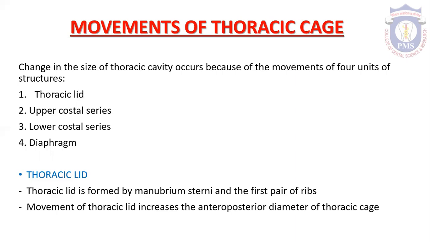Now, the second topic to be discussed under mechanics of respiration, as I've already mentioned, is the movement of the thoracic cage. The movement of the thoracic cage is discussed under four headings. The first one is the thoracic lid. The second one is the upper costal series. The third one is the lower costal series. And the final one is the diaphragm.